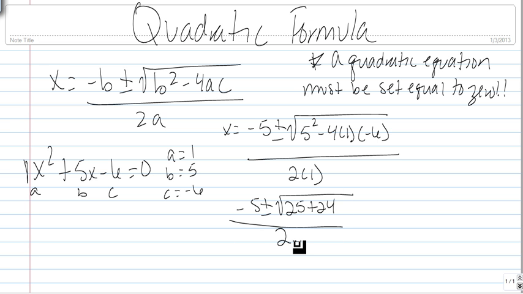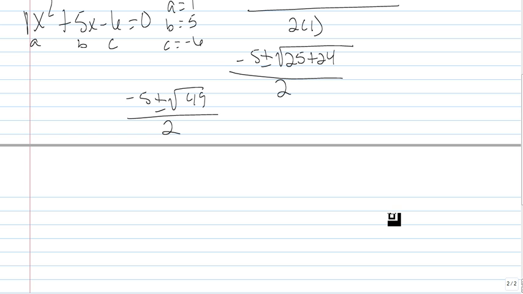Now let's keep going using our order of operations. We want to still work under the radical. So 25 plus 24 is 49. So I have negative 5 plus or minus the square root of 49 all over 2. Okay. So now what do we do next here? Okay, let me scroll back up for a second.